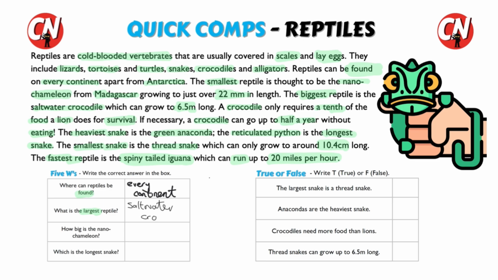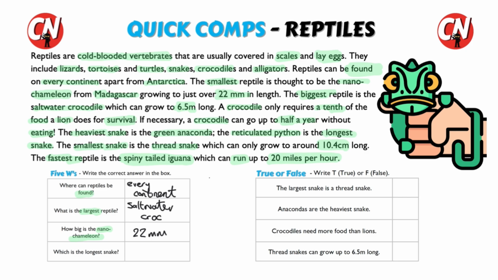I'm just going to put croc just for space. You guys would obviously write crocodile. And again, how big is the nano chameleon? How often is a text going to say nano chameleon? It's not. It's going to say it once. So we've got nano chameleon. I can't remember the information, but I can get here very, very quickly. Okay, the smallest reptile is the nano chameleon from Madagascar, growing just over 22 millimeters. So I'm going to write that in, 22 millimeters, very quickly.